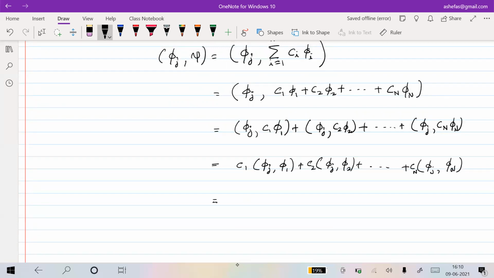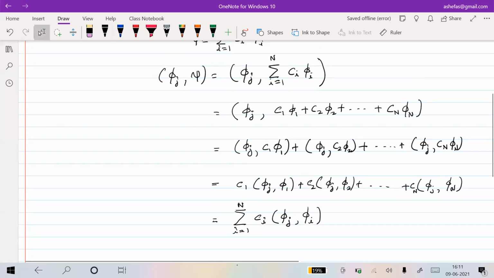Now this can be expressed as a sum. So sum over i equal to 1 to n ci phi j, comma phi i. So we have gone through detailed steps, but we can directly write from here itself. Instead of going through the detailed steps, the inner product phi j, comma sum over i equal to 1 of ci phi i, the summation can be taken outside in that inner product.